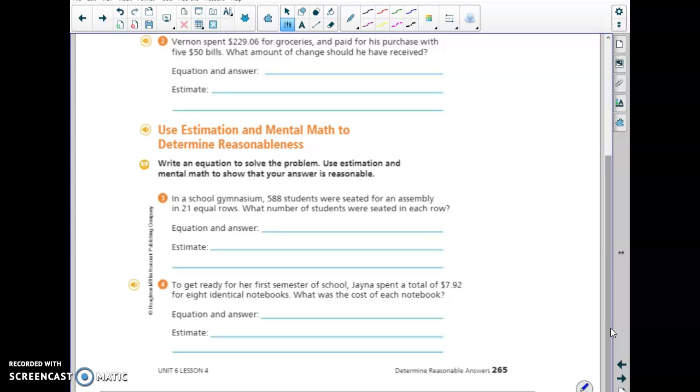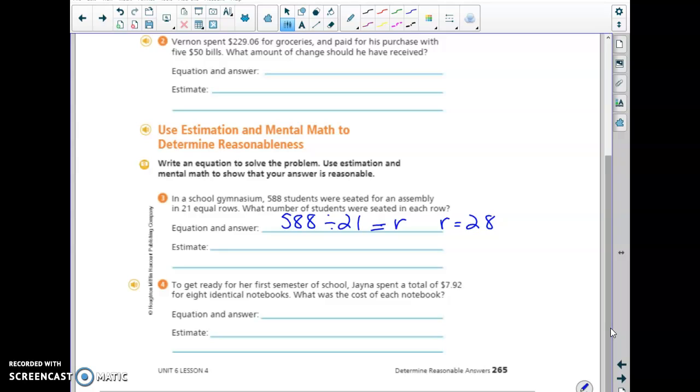All right, we're going to drop down to number 3, and I'd like you to try this one. In a school gymnasium, 588 students were seated for an assembly in 21 equal rows. What number of students were seated in each row? Write your equation and solve your answer. So for my equation, I did 588 divided by 21 equals R. You just as easily could have written R times 21 equals 588. If you solved it correctly, it came out exactly 28.